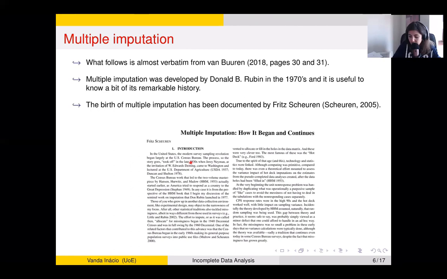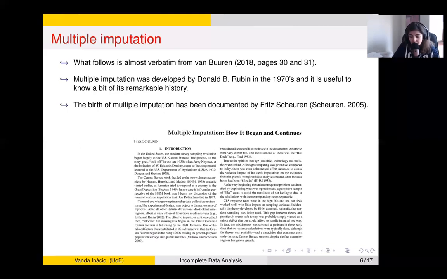It's a two-column style paper, so if you go from this column to this column, it will not match, but that's not important. If you are interested, you can just Google and access the paper. I have not uploaded it to Learn. But the important point is that the birth of multiple imputation was documented in this 2004 or 2005 paper.